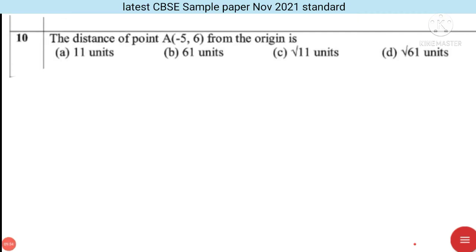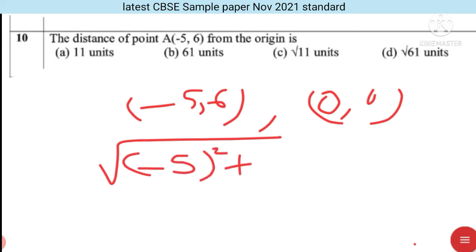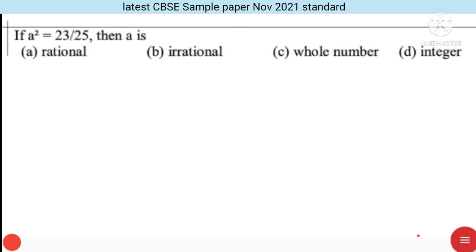Distance of minus 5, 6 from origin. Simply you have to apply the formula root of minus 5 minus 0 square, you can use a shortcut, comma 6 square, which gives you root of 25 plus 36, and clearly root 61 is the answer. So D is the right option for this one.